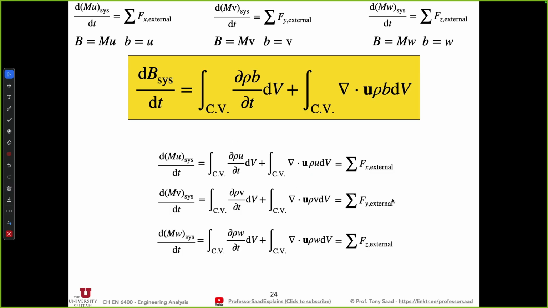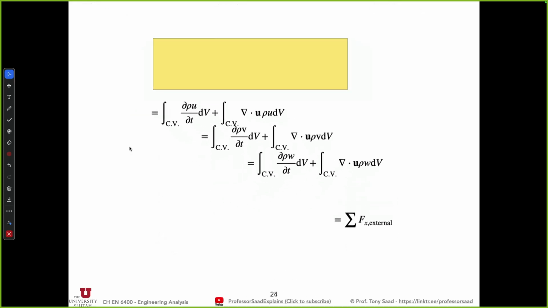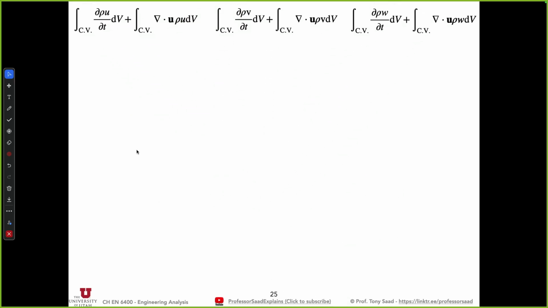All right, so let's clear all drawings. This is clear now. We have three equations, one equation for each momentum component: one for x momentum, one for y momentum, one for z momentum. Okay, good. Now I made this animation. Let's see what's going to come next.